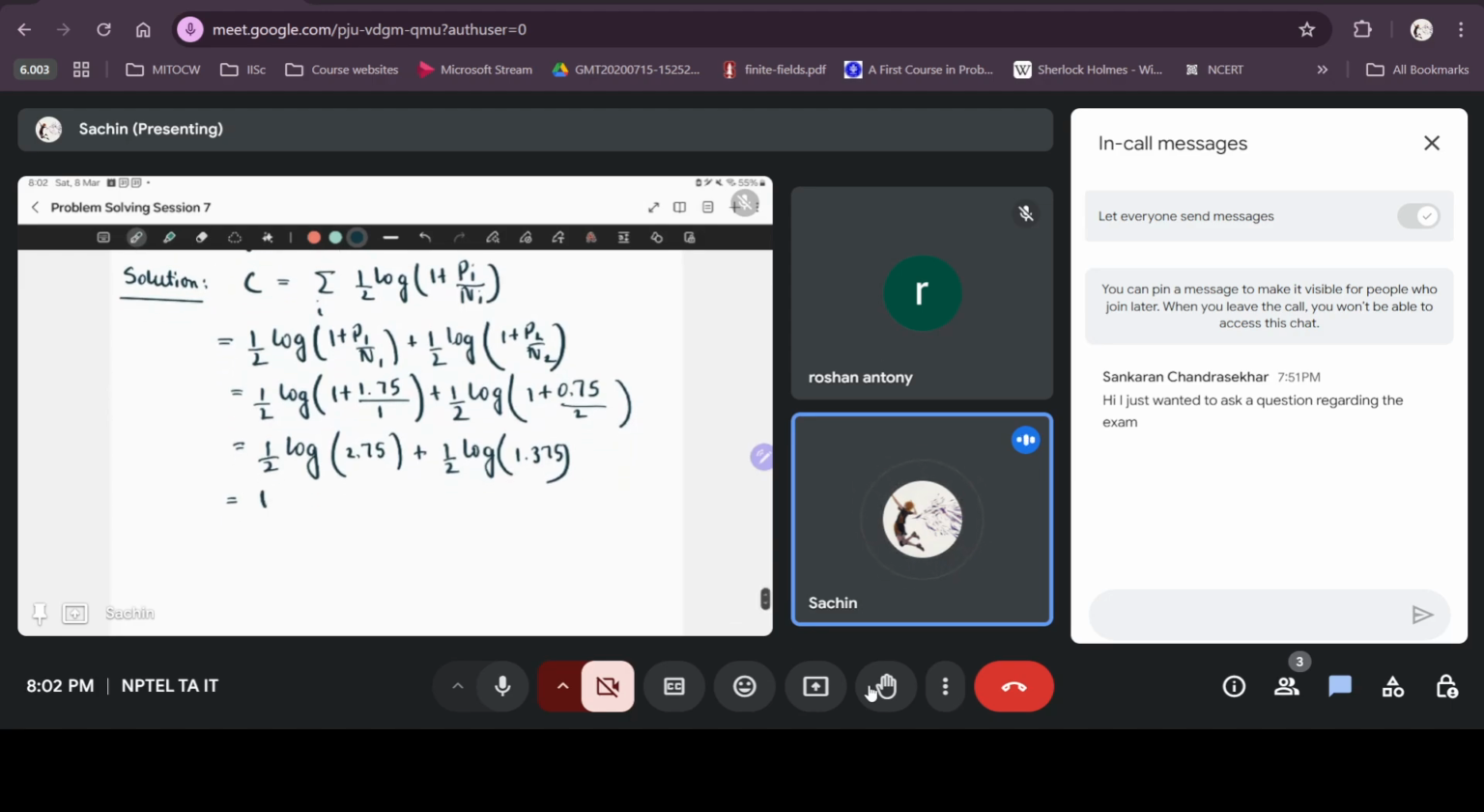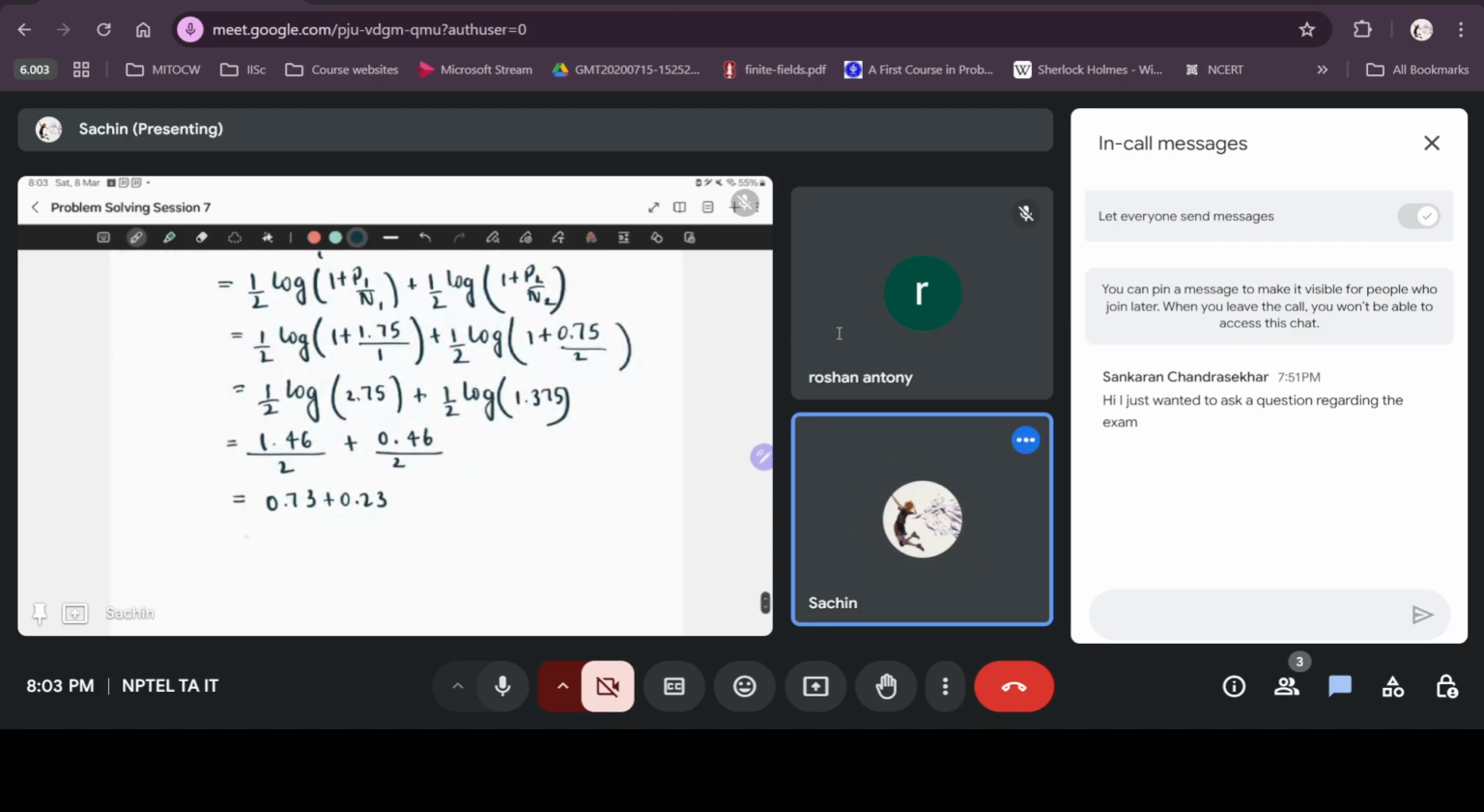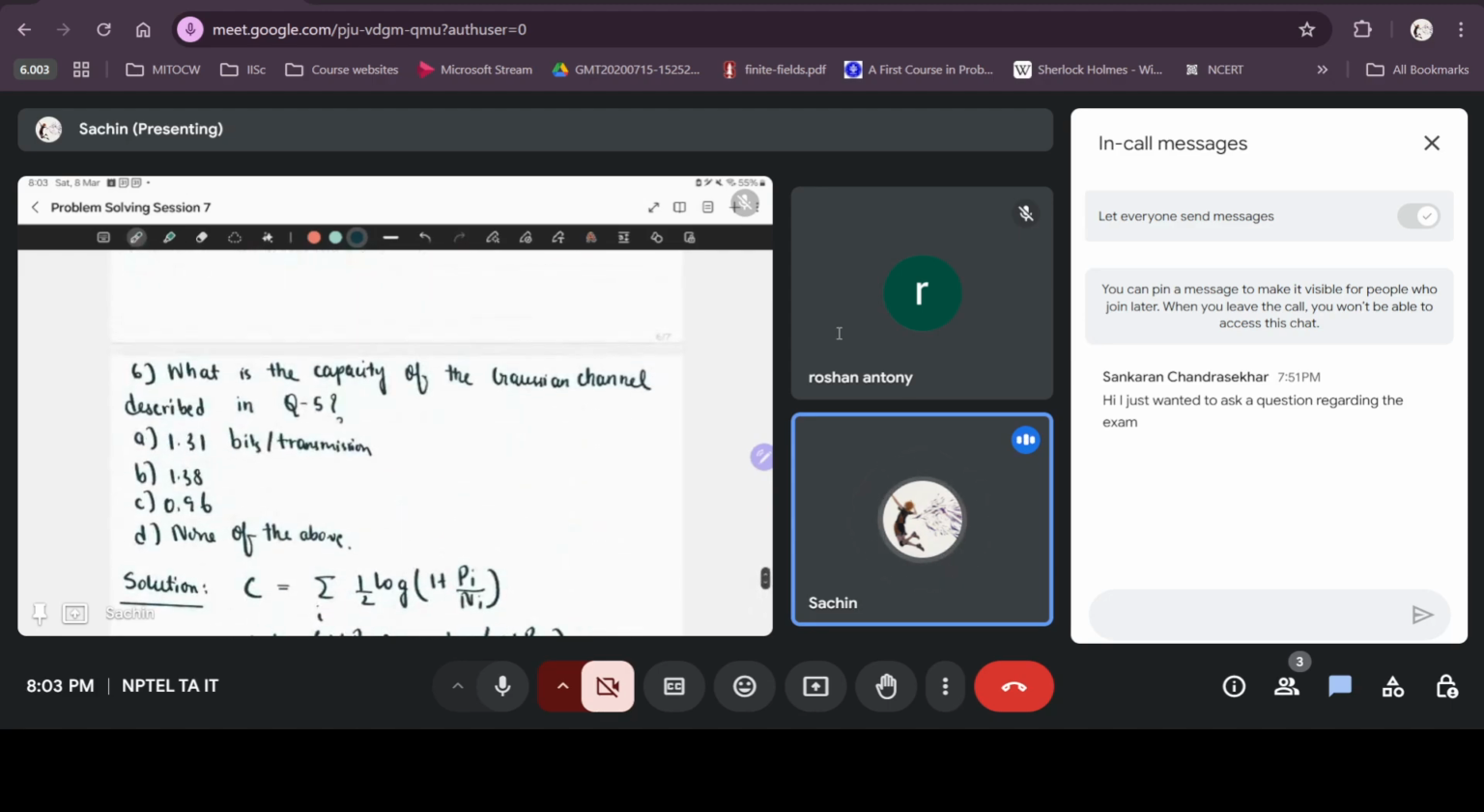This is 1.46 divided by 2 plus, let me see, log of 1.375 to the base 2. Point 0.46 divided by 2, which is 0.73, plus 0.23 is 0.96. So option C.